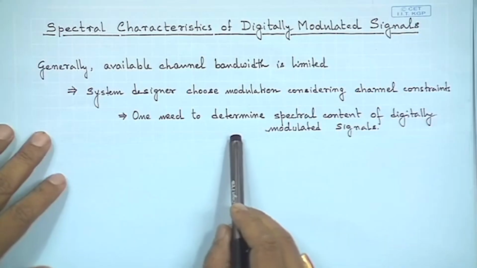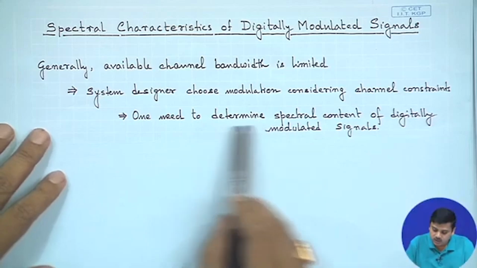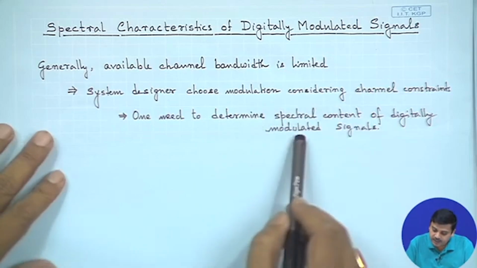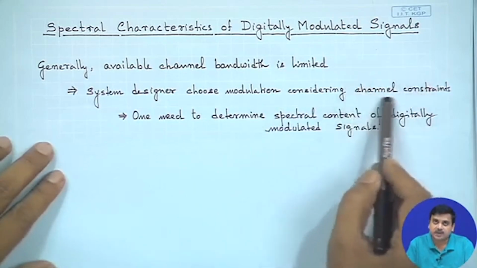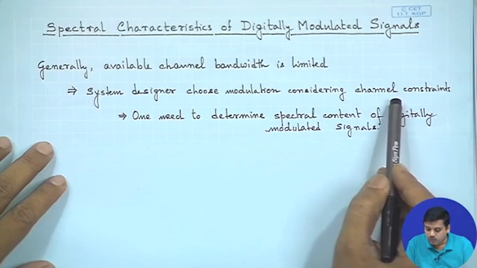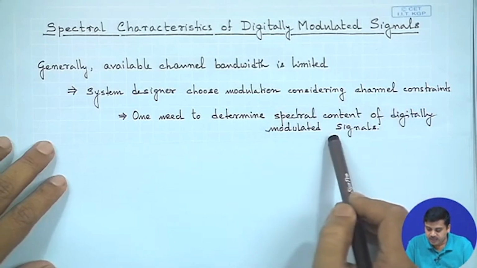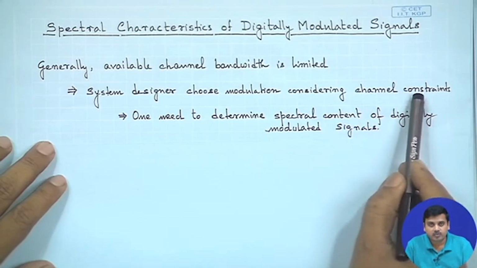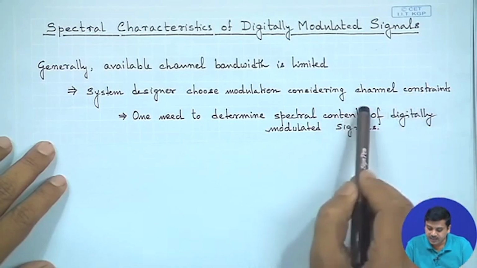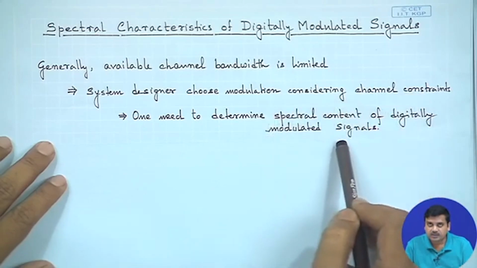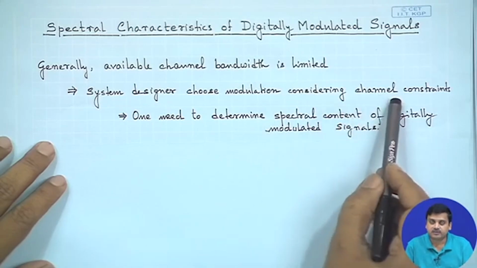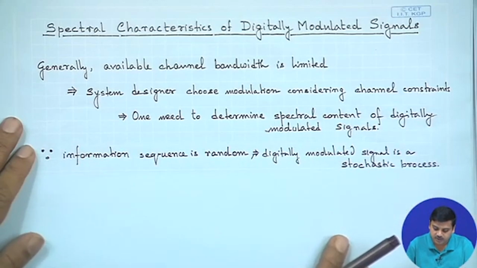So, one has to determine the spectral content of the digitally modulated signal, because once you know the spectral content of the modulated signal, then you would know whether this spectral content would satisfy the channel constraint. So, what we will do today is try to look at the spectral content of digitally modulated signals. About the channel we will not do much, because we will simply state that if we can calculate this, we will choose that modulation technique which would satisfy the constraint of the channel. So, of course, that can be taken up with examples.